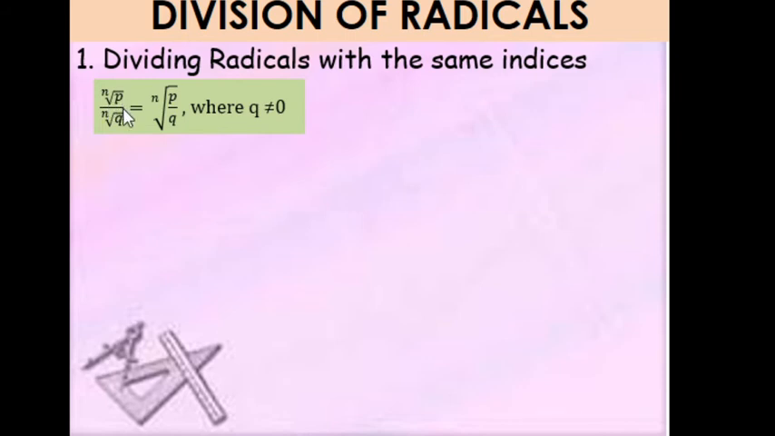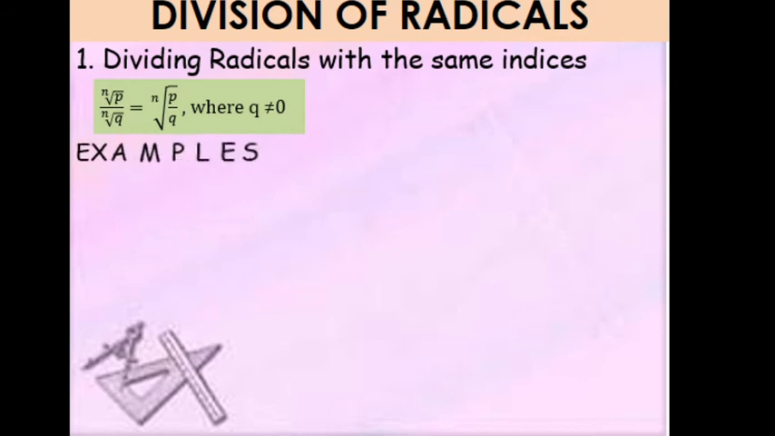Nth root of P over nth root of Q is equal to nth root of P over Q, where Q is not equal to 0. So kasi kapag yung Q or yung denominator ay naging equal to 0, ito ay magiging undefined.